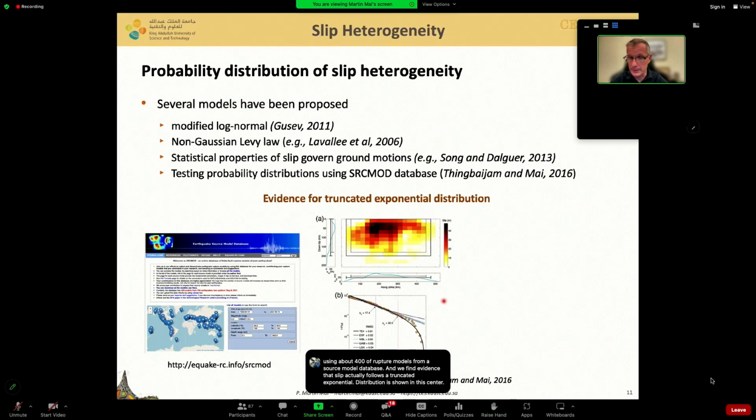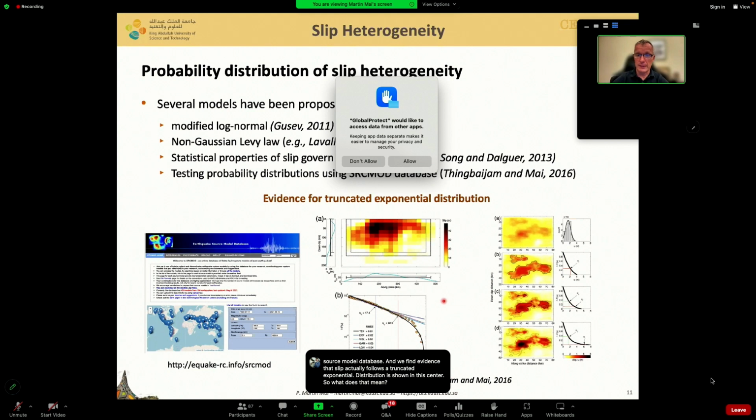So what does that mean? And to illustrate that, I'll show a little example on the right. So if you do a normal slip, let's say Fourier transform-based slip simulation, you get the top figure here in A. That's your slip on the fault. And here's the normal distribution of this, the 1-point statistics of the slip. Now, if you change that gradually from a Gaussian to the truncated exponential, going from top to bottom, you see how slip becomes more focused and more concentrated.